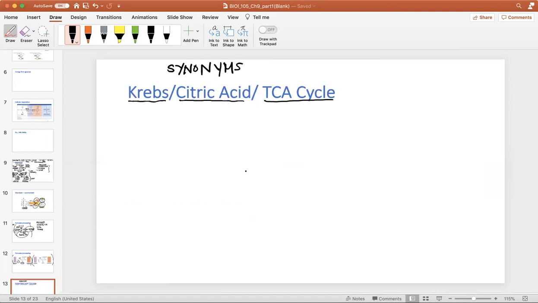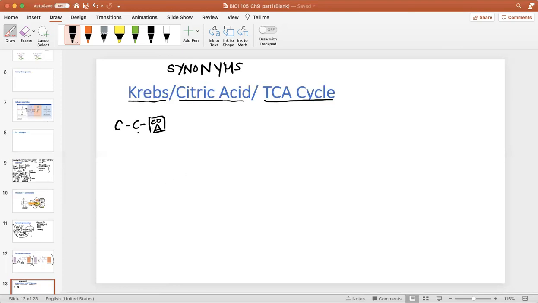Now, some folks in some classes will ask you to memorize all of the intermediates and all of the enzymes that are involved in this process. It's pretty involved. So what I like for my students to do is to just understand what's happening to the carbons from our glucose molecule that we're following through this process. So let's start out with our acetyl-CoA. So remember, acetyl-CoA has got 2 carbons from our glucose, and it is attached to a coenzyme A molecule, which is quite big. So I'm just going to draw it like that.